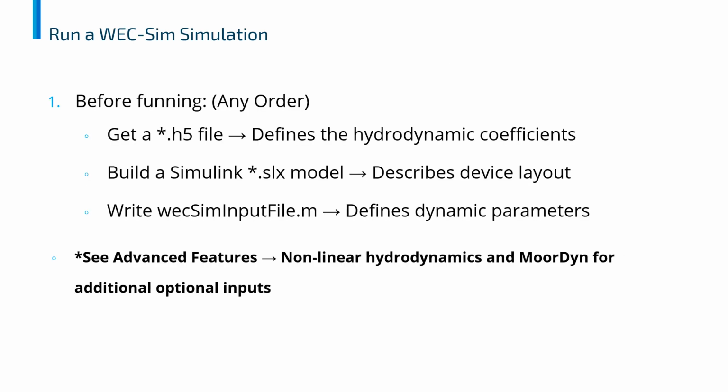Now that we have covered the various forces describing the theory behind the implementation of WEC-Sim, we want to quickly summarize how you would run a WEC-Sim simulation. Before running any WEC-Sim simulation, and these steps can be done in any order, you need to first generate a .h5 file which defines the hydrodynamic coefficients that provide the hydrodynamic forces to run the time domain simulation. You then need to build a Simulink or a .slx model that describes your device layout, such as number of bodies, number of PTOs, number of constraints, etc.